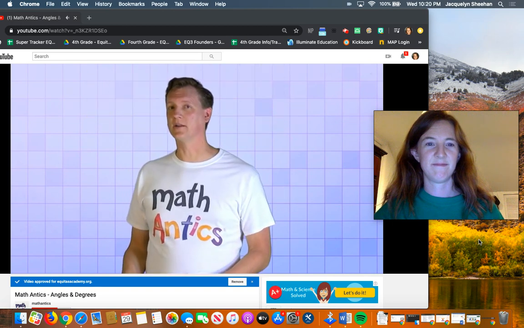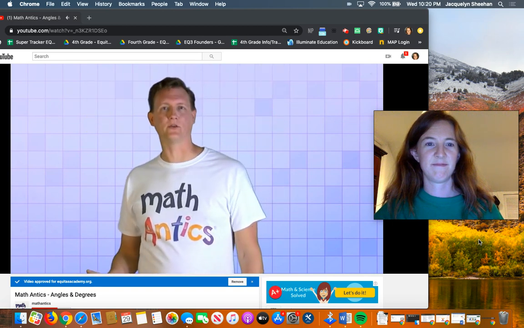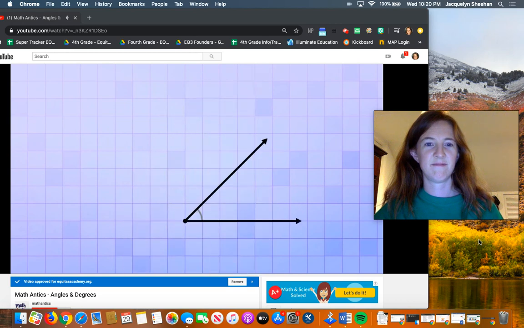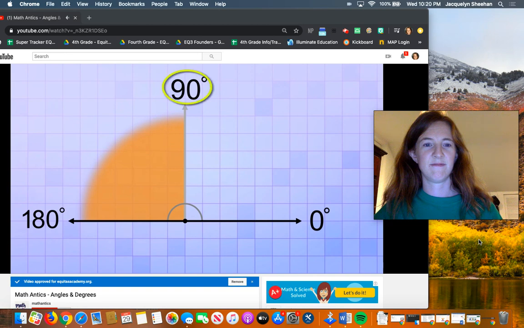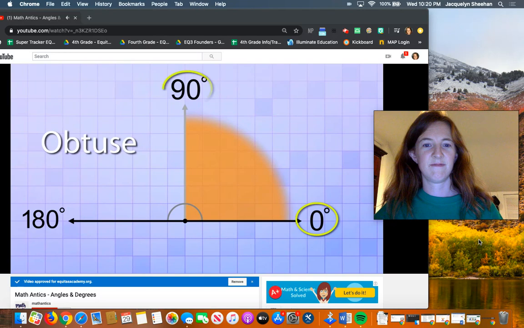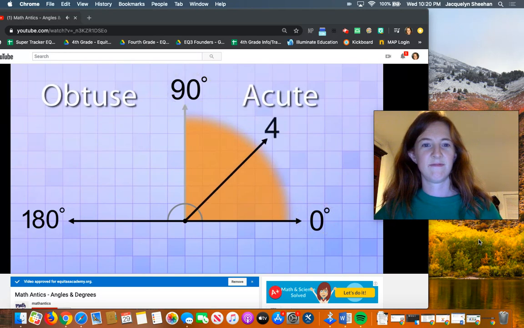Now before we go on, let's quickly review the important angles and regions that we've looked at so far. Our angle measurement is 0 degrees when the rays point in exactly the same direction. It's 90 degrees when they're perpendicular and form a right angle. And it's 180 degrees when they point in opposite directions and form a straight angle. In this region, between 90 and 180, we find obtuse angles. And in this region, between 0 and 90, we find acute angles. One important acute angle is 45 degrees since it's half of a right angle.